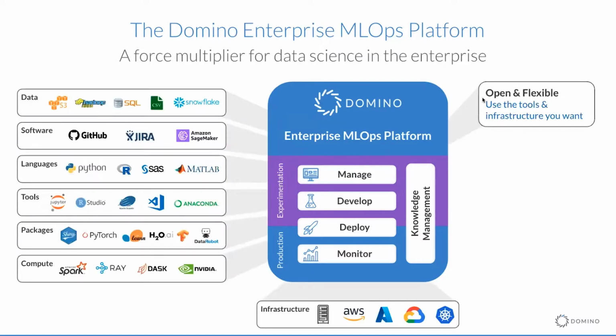So the first one is open and flexible. Domino supports the broadest ecosystem of open source and commercial tools and infrastructure. Data scientists have basically self-service access to their preferred IDEs, languages, and packages, so they can focus on data science and not really just on the infrastructure, but they could focus on that as well if necessary. It also allows IT to consolidate different tools onto a single platform. So you're able to reduce costs and support burden, as well as provide governance across a wide variety of tools, packages, compute, and whatnot, because it's basically a system of record.